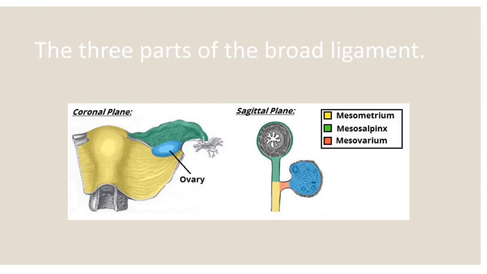Here we can see the three parts of the broad ligament: mesometrium, which is yellow in color, mesosalpinx, which is green in color, and mesovarium, which is red in color in the sagittal plane.